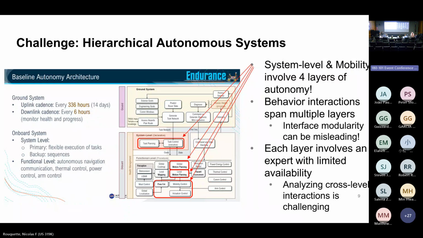And then we have global motion planning, which is from one waypoint to another, where it's calculating a long range path. And above that is the system level autonomy, which is responsible for managing resources. Are we driving? Are we communicating? Are we doing something else? And so on.